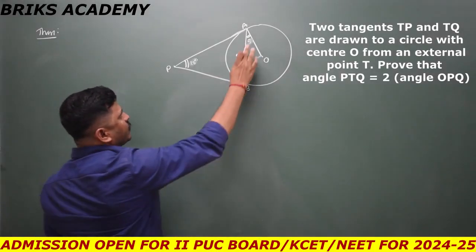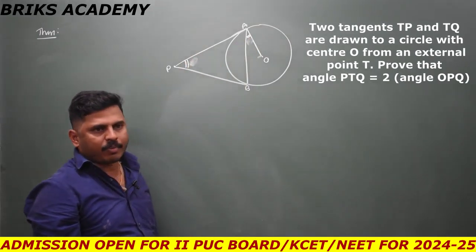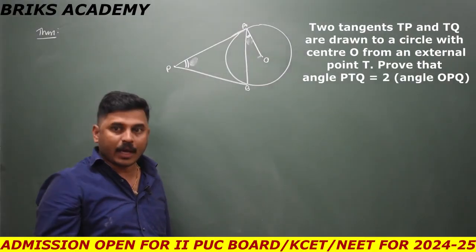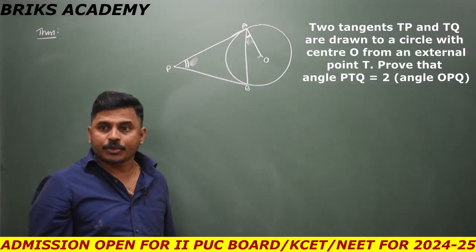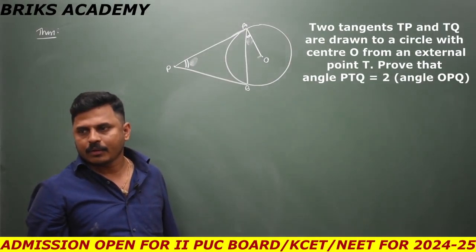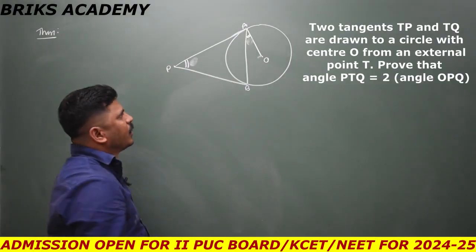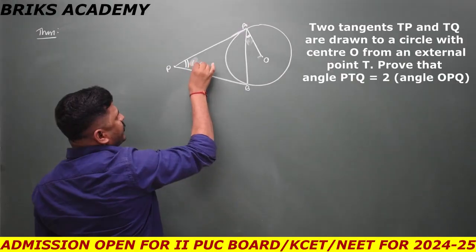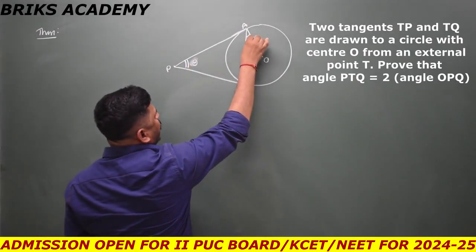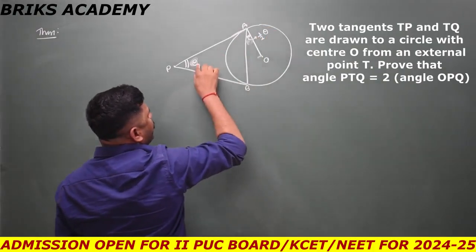That's why I said, not only treat this as a problem, treat this as a theorem. It is always true. Not only this problem, it is always true. It can come in MCQs, for 1 mark. So treat this as a theorem. If I take this angle as theta, this is 2 theta. If I take this as theta, then that is half theta. They ask you to prove this is half of this.